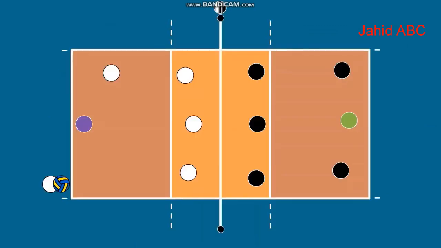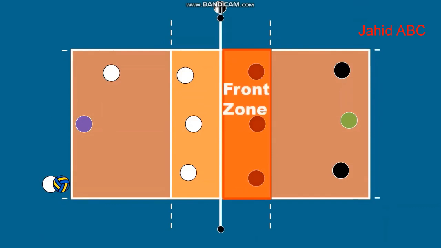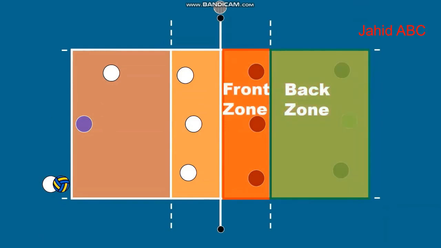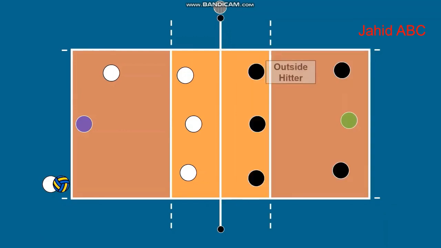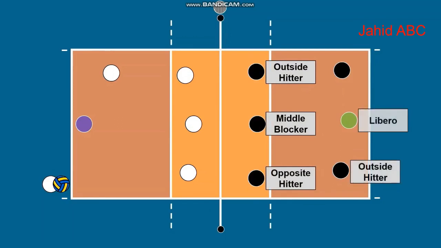So let's talk about volleyball positions. So on the volleyball field, we'll talk about the black team here. This area is known as the front zone and the other area is known as the back zone. So mostly you would hear front zone, back zone. And in the positions, there's an outside hitter, blocker, and different positions. Let's talk about them in detail.